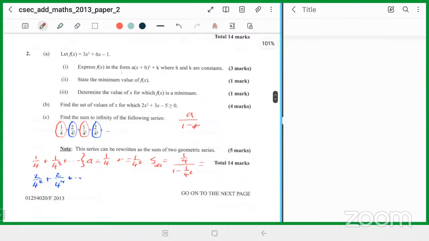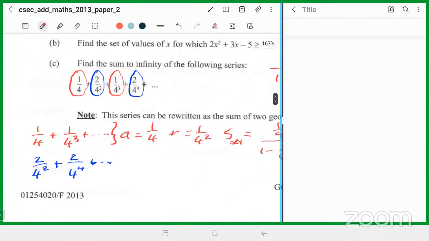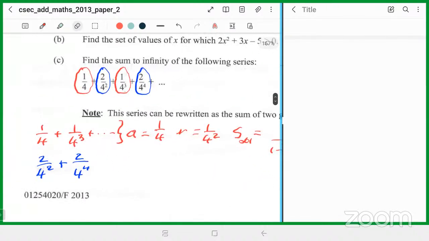I'm going to add them. I'm going to do the series in blue now. There's 2 series in 1. All right, so I'm going to do the series in blue now. See what the values are on this one. So the A is this, 2 over 4 squared. So the A for that series is 2 over 4 squared.